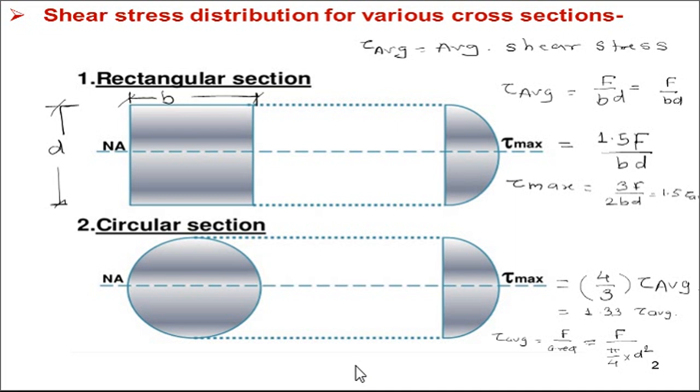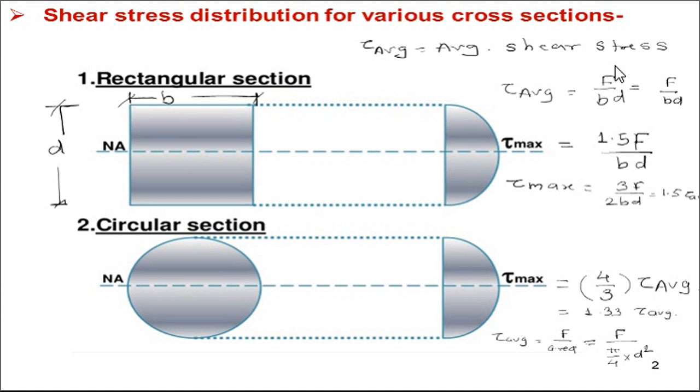Now for this rectangular section, you can see tau average, the average shear stress. There are actually two parts: one is the maximum shear stress and another is the average shear stress. We should remember from the examination point of view what the maximum shear stress and the average shear stress are for the rectangular section, if they simply ask about them for a given section.